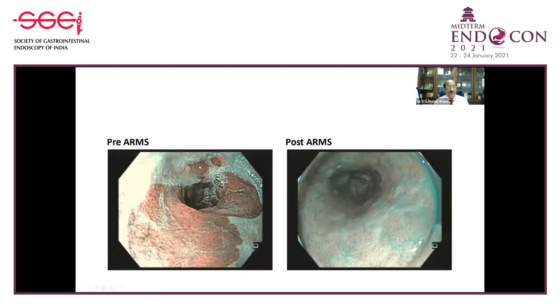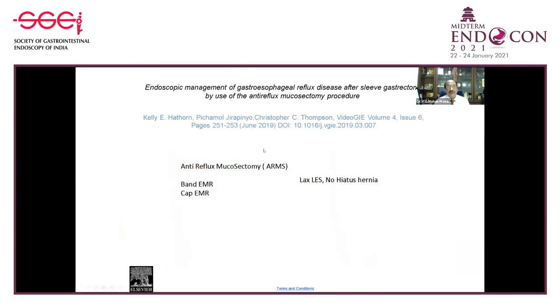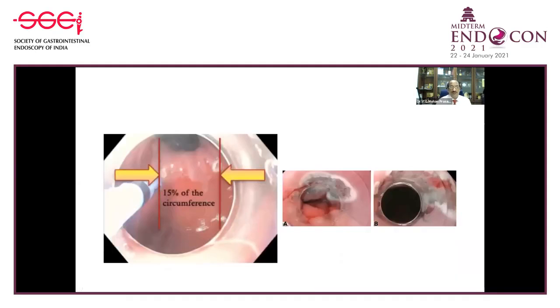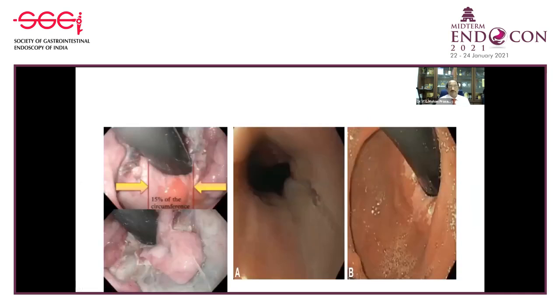This is the pre-ARMS, and this is the post-ARMS after the RF ablation; the columnar-lined esophagus, especially the Barrett's dysplasia, is completely gone. This is a study by the Japanese on anti-reflux mucosectomy, which appeared in 2019, where they said no hiatus hernia patient should be taken, and lax LES is acceptable. Either use a band EMR or a cap EMR. We used a cap EMR to do this procedure. They have left only 15% of the circumference, whereas we took 2/3 and left 1/3 of the circumference. Even that is working well. So this is the procedure.